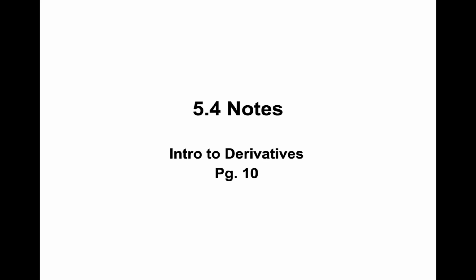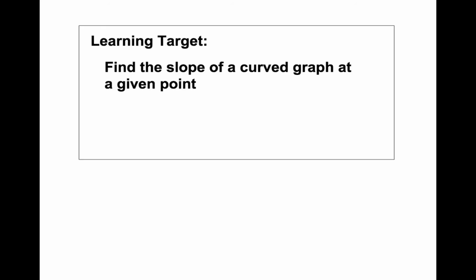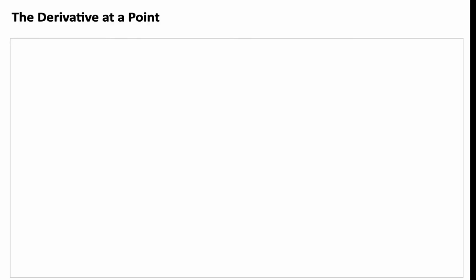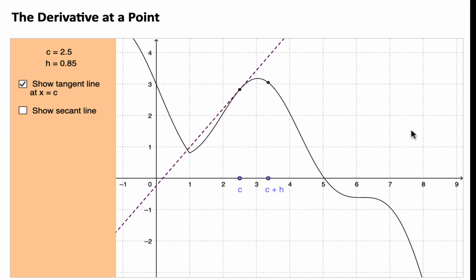Okay, 5.4 notes. We're doing Introduction to Derivatives. This is a big lesson today. So we're going to find the slope of a curved graph at a given point. To do that, I'm going to open up this link here. It's going to open up a graph for us.